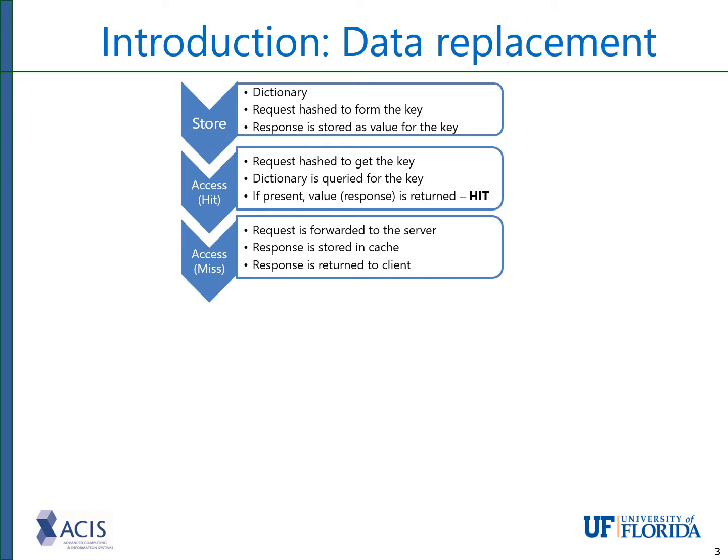When a request arrives at the cache, the cache is first checked to see if a response for that particular request is available. If so, the response is returned to the client and it's marked as a hit. If the response is not found, the request is forwarded to the server and the response from the server is first stored in the cache before it's returned to the client.